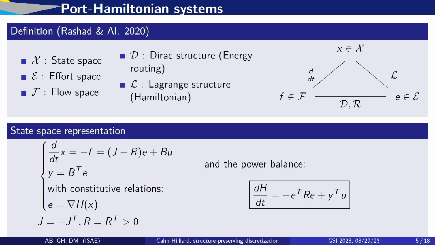Okay. And finally, we have some kind of state space representation, which allows us to do simulation and control, which is given as this. You have to be careful because J is antisymmetric and R is symmetric, positive semi-definite, which allows us to get this power balance equation, which shows that by construction, our system is passive. And here we have some dissipation. Okay. So we have port Hamiltonian systems, and we have our Cahn Hilliard model.